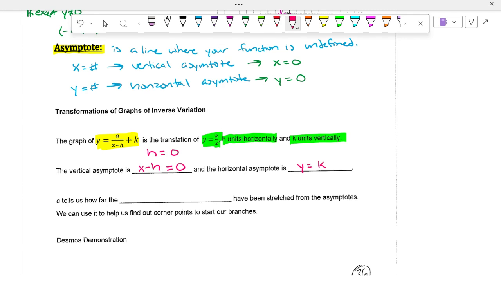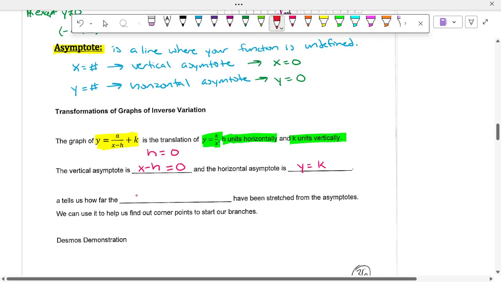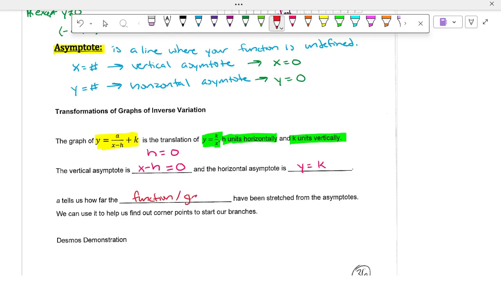Now, that's because we are dealing with very, very basic rational functions, because you're not going to deal with more advanced ones till you get to Math 3. So for right now, all it's saying is that if we move the function upwards k units or downwards k units, the horizontal asymptote moves with it. And all it tells us is how far the graph has been stretched from the asymptote.